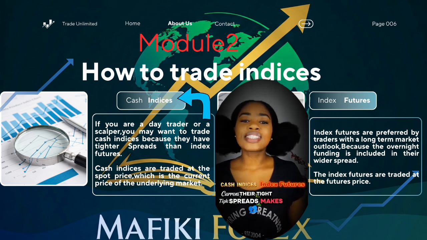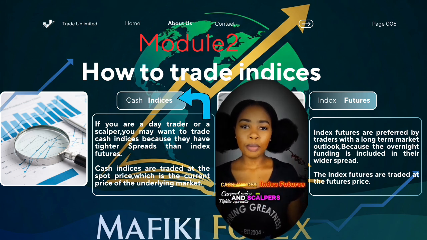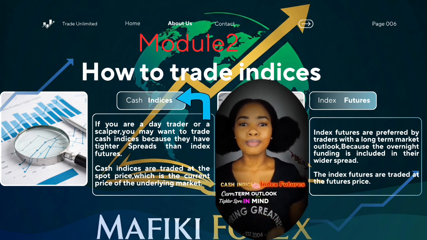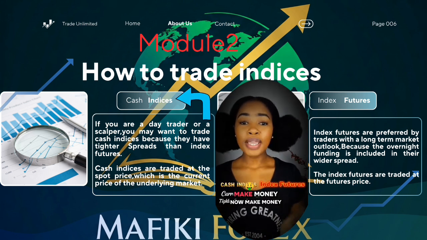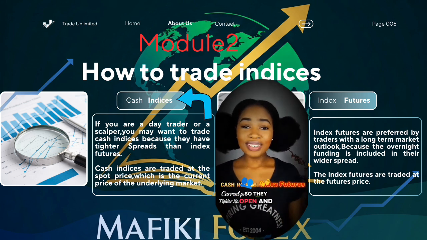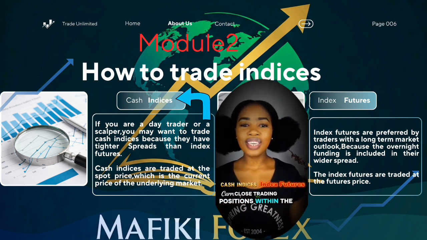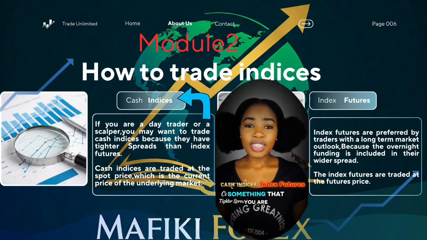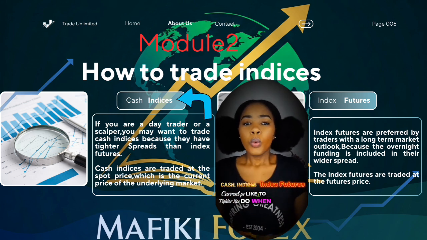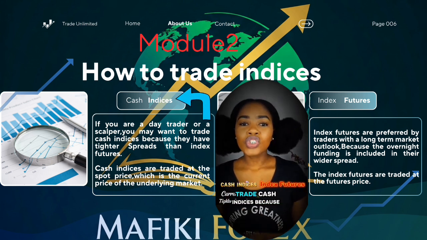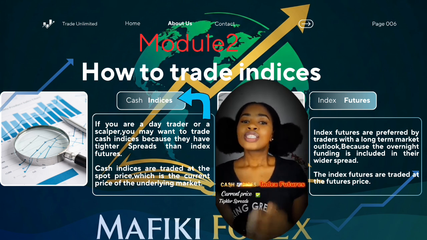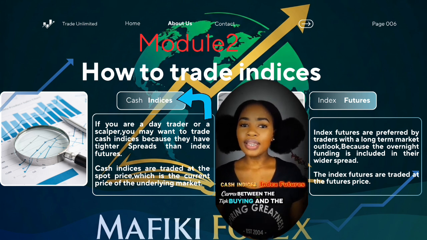Their tight spreads make them favorable to day traders and scalpers, because day traders and scalpers are trading with a short-term outlook in mind. They just want to trade now, make money now, or make money later today. So they open and close trading positions within the same day. Now, if that is something that you are currently doing, or it sounds like something that you would like to do when you become a trader, you will want to trade cash indices because they come with tighter spreads. Spread is the difference between the buying and the selling price.